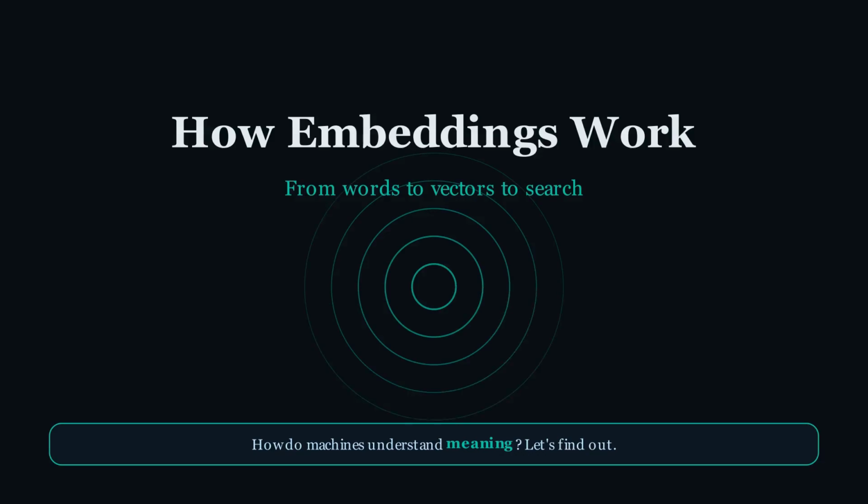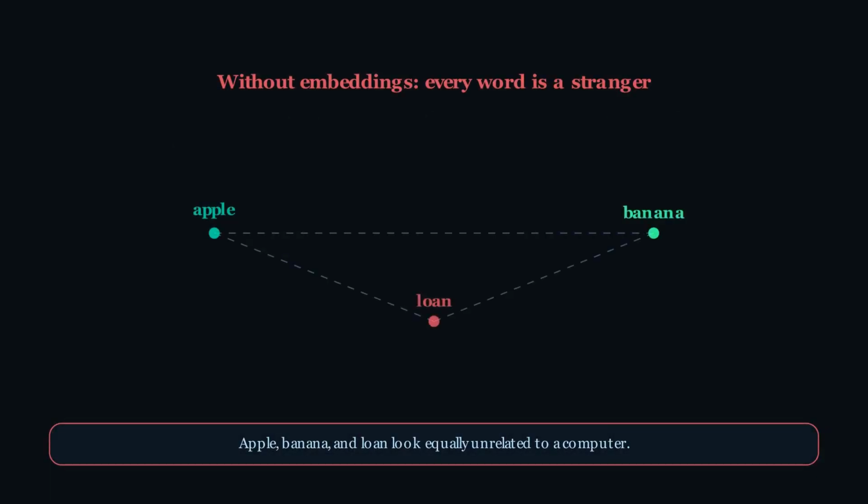Today we answer one deceptively simple question. How does a machine understand that the words apple and banana are related, but apple and loan are not? To a plain computer, without embeddings, all words look the same, just distinct symbols. Apple, banana, and loan are all equally far apart. There is no sense that apple and banana are more alike than apple and loan.